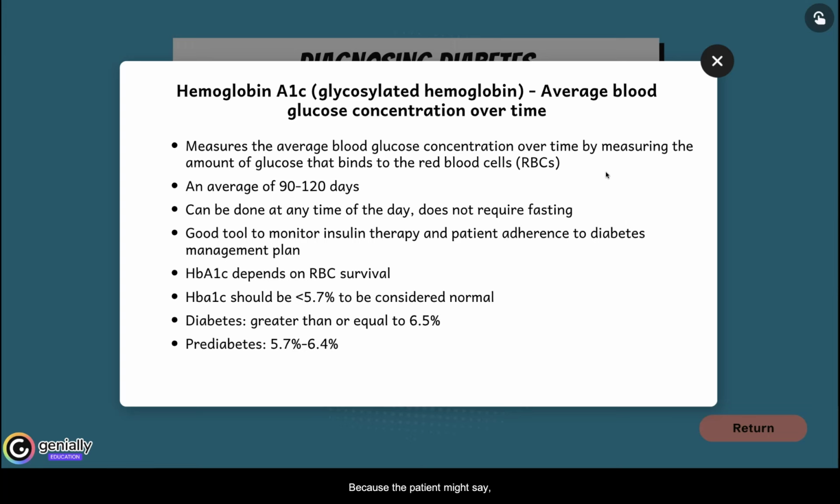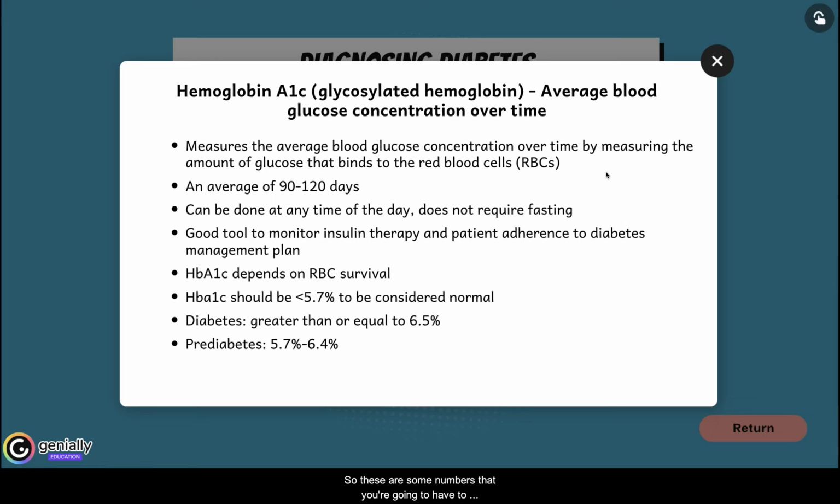Because the patient might say, oh yeah, I've been taking my meds, I've been watching what I eat, I've been taking my insulin, but then when you check their HbA1c, it's really high. It shows that their glucose levels have actually been high over the past 3 months. So it depends on the survival of the red blood cells, as we mentioned, because it binds to the red blood cell. It should be less than 5.7% to be considered normal.